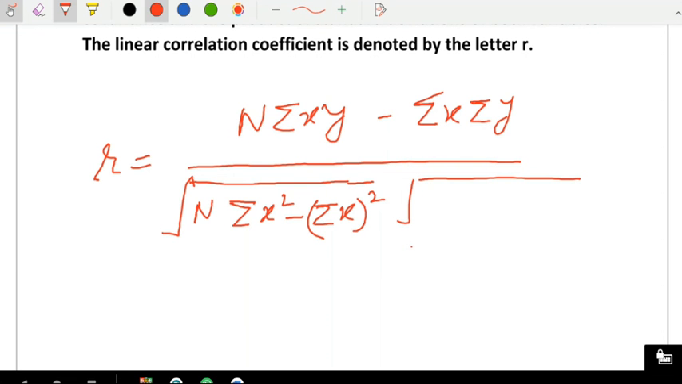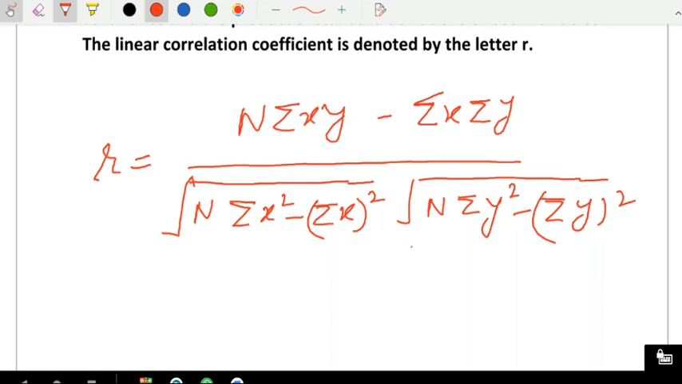Now for the second term, you replace x with y, that means remove x. So I'll get n sigma y square minus sigma y whole square, because I'm replacing this. So this is the formula for finding the correlation coefficient. In this form you can remember it. I just told you the technique of how to remember.